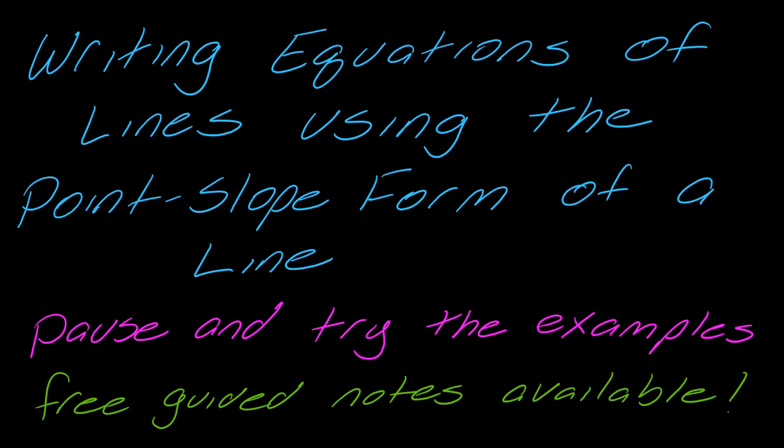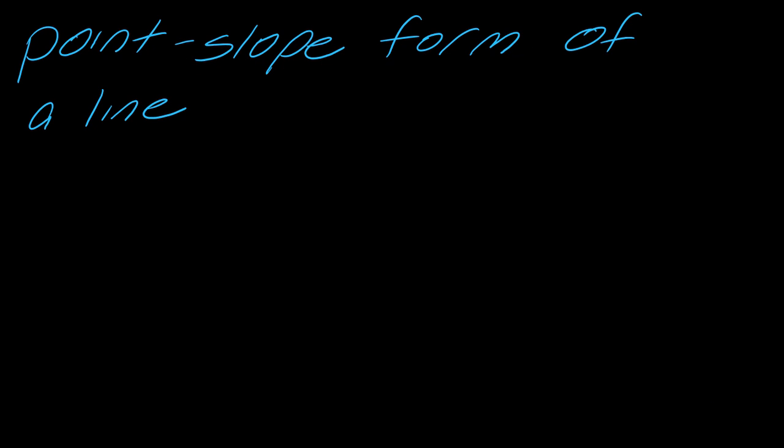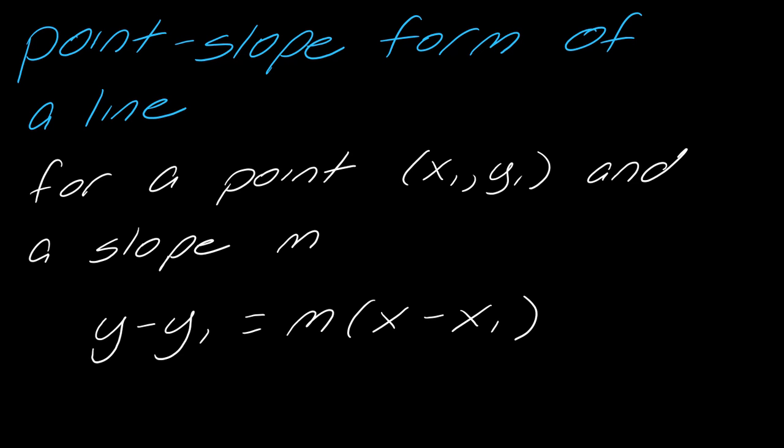Hey guys, so in this video we're going to talk about writing equations of lines using the point-slope form of a line. So let's just jump right into it. What is the point-slope form of a line? Well, for a point (x1, y1) and a slope m, the point-slope form of the line is really this equation right here.